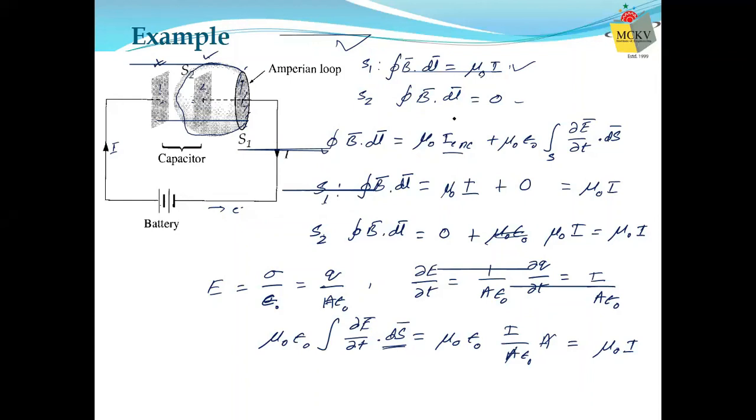So if I write it in integral form, then it should be mu naught into the conventional current plus mu naught epsilon naught dE/dt dot dS. That was the mathematical form. Now if I use that form for the surface S1, it's straightforward, we get mu naught I as before. Now if I use the hemispherical surface S2, then the conduction current between the two plates of the capacitor is 0. That means current enclosed is 0. No problem.